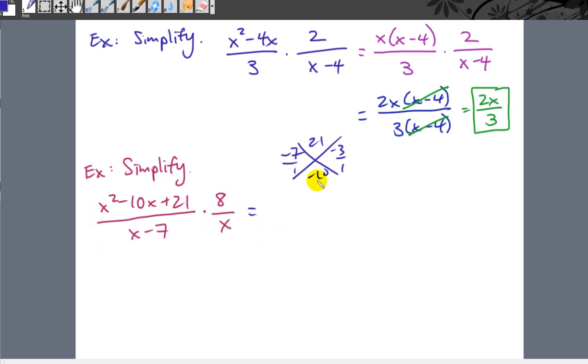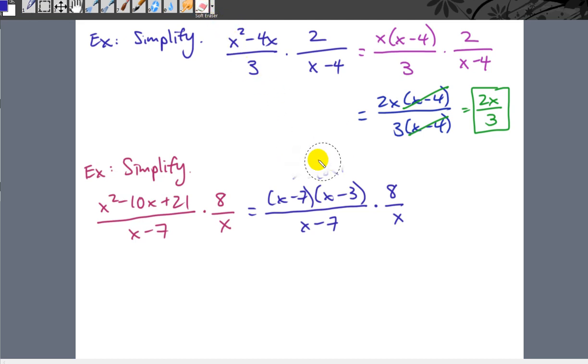So this changes to x minus 7 times x minus 3, and then divided by x minus 7. And then we multiply that by 8 divided by x. Okay, so that's my little scratch work for just factoring it.